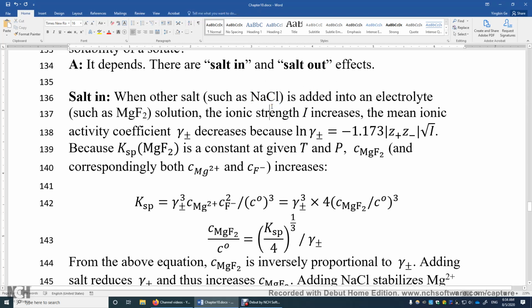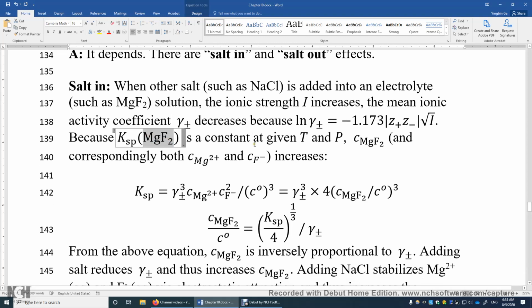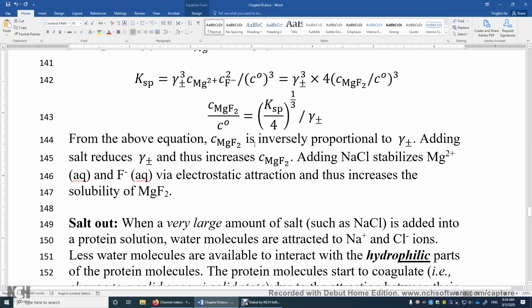If you add sodium fluoride, you arbitrarily increase the concentration of this fluoride, and then that will reduce the solubility of magnesium fluoride. Okay, I'm sorry, Mg2 plus. And then you have a very low concentration of this magnesium. All right, so this is salt in.